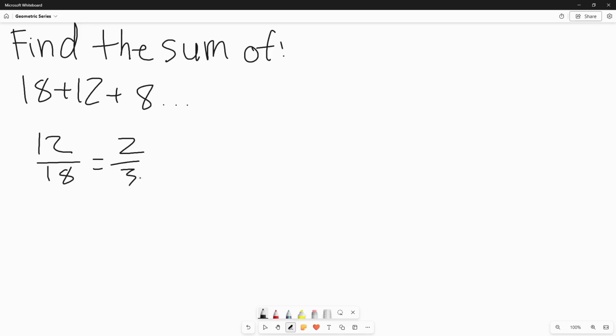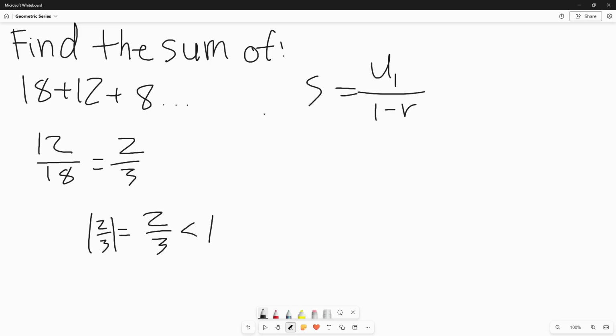And we need to take the absolute value of this and see if it's less than 1 or more than 1. If it's less than 1, then the sum is not infinite and it can be calculated. So the absolute value of 2 over 3 is just 2 over 3, which is less than 1. So yes, we can use the formula. And the formula is u1 over 1 minus r.